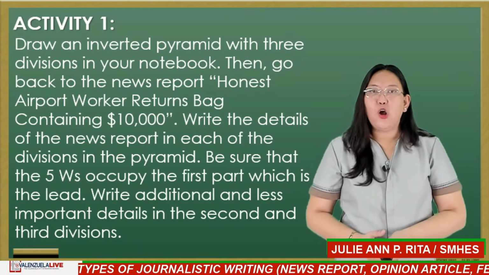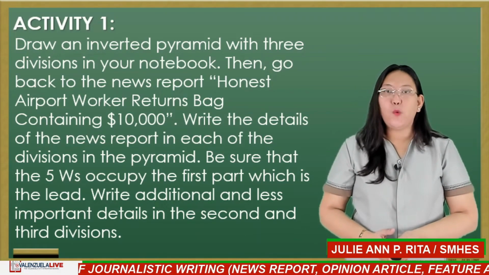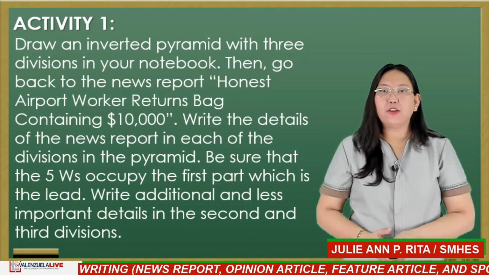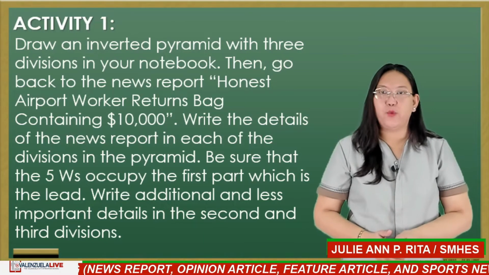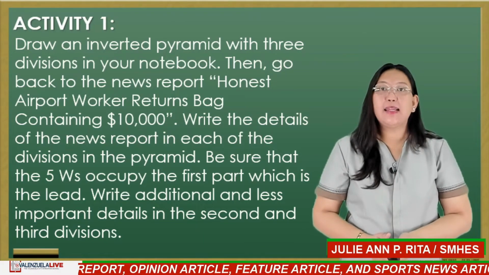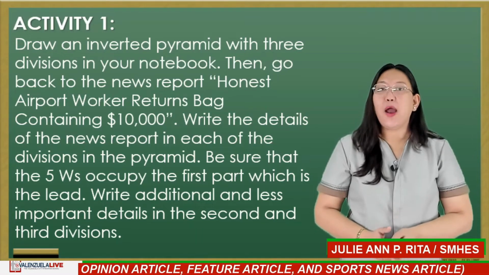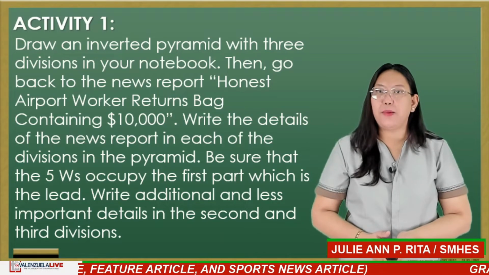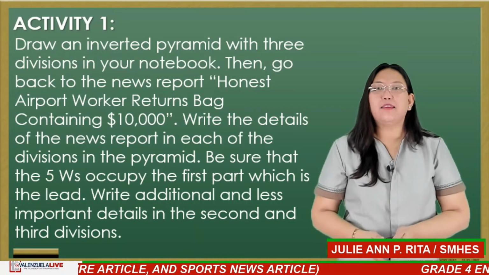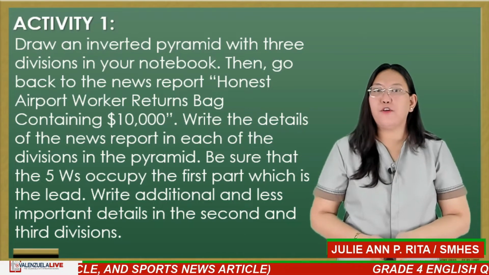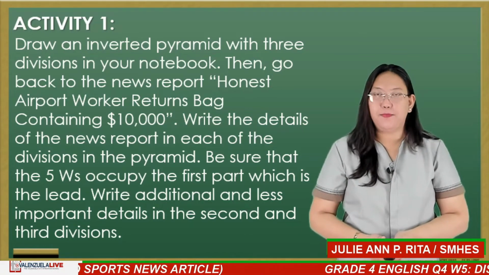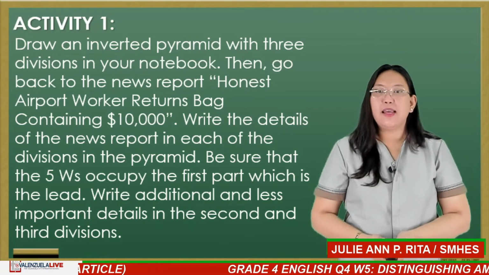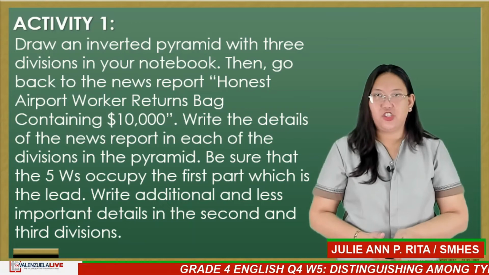Activity 1. Draw an inverted pyramid with 3 divisions in your notebook. Then, go back to the news report, "Honest airport worker returns bag containing $10,000." Write the details of the news report in each of the divisions in the pyramid. Be sure that the 5 W's occupy the first part, which is the lead. Write additional and less important details in the second and third divisions.